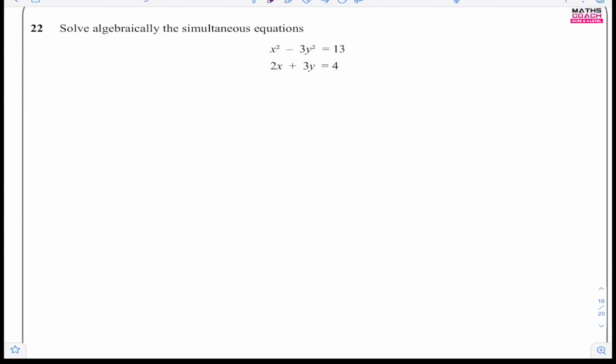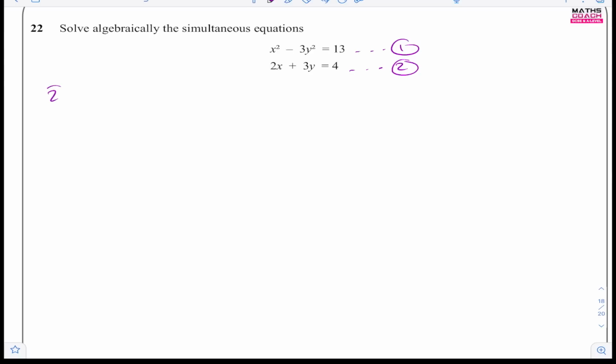Question 22. Solve algebraically the simultaneous equations. x squared minus 3y squared is equal to 13, and 2x plus 3y is equal to 4. Step number 1, we are going to label our equations 1 and 2. We're going to take the linear equation, which is the second one, and we are going to make either the y or the x the subject. I'm going to make the x the subject.